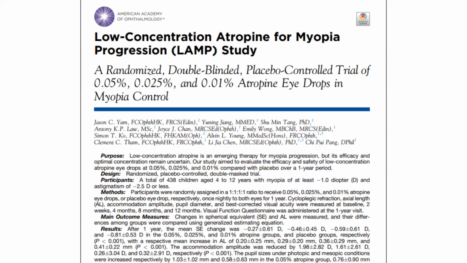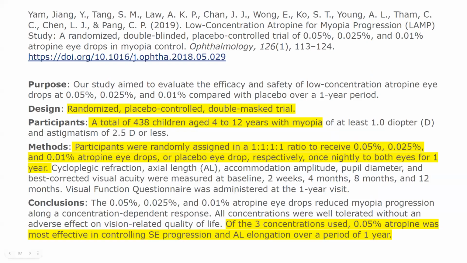So here's the abstract of our first article. We can see that the abstract has different sections: purpose, design, participants, methods, main outcome measures, results, and conclusions. When we see the methods and results section, we know it has to be a study of some sort. Here's the citation and selected parts from the abstract. It calls itself a randomized placebo-controlled double-masked trial. It looks like it's relevant to our population and treatment because the participants were aged 4 to 12 years old and the treatment is for myopia control.